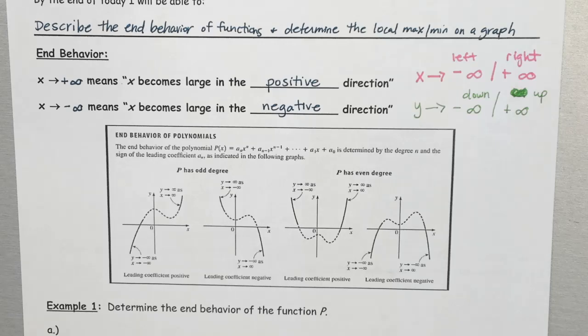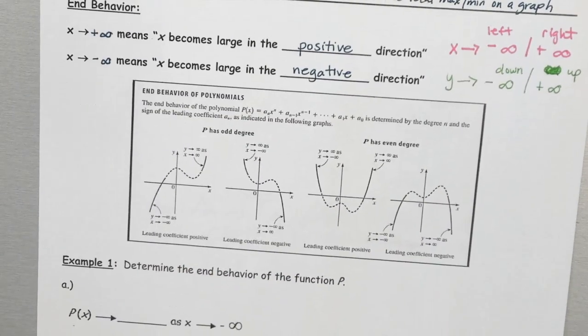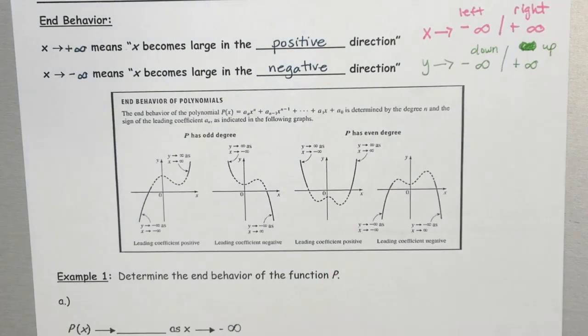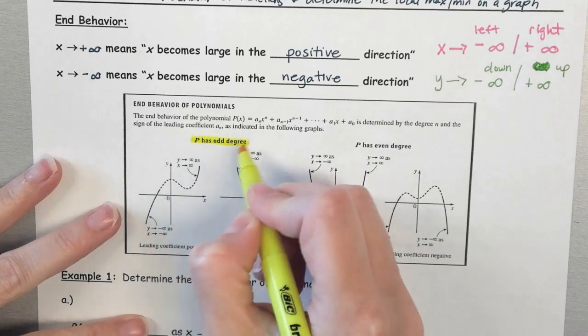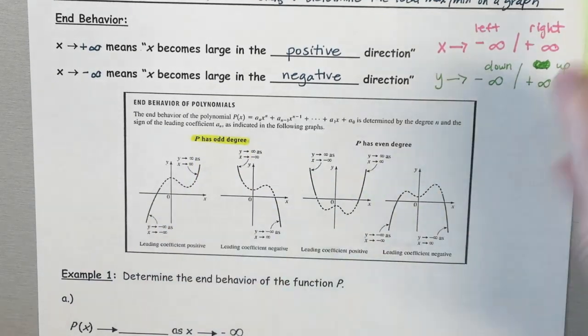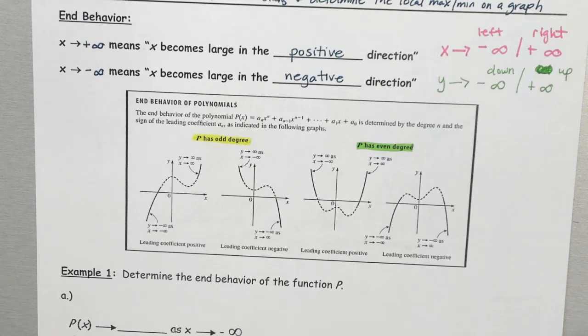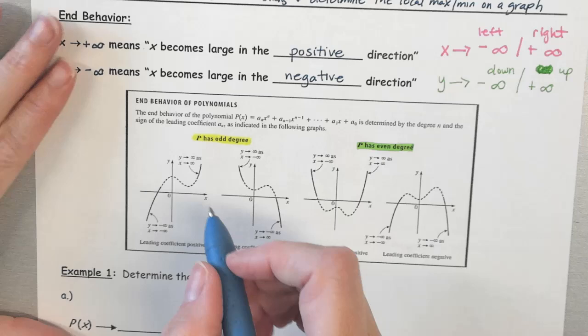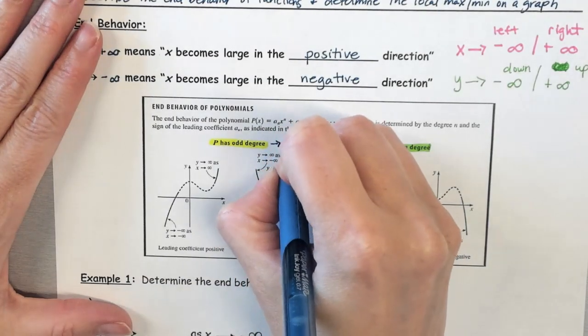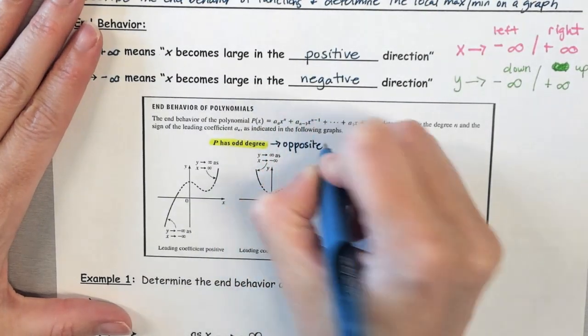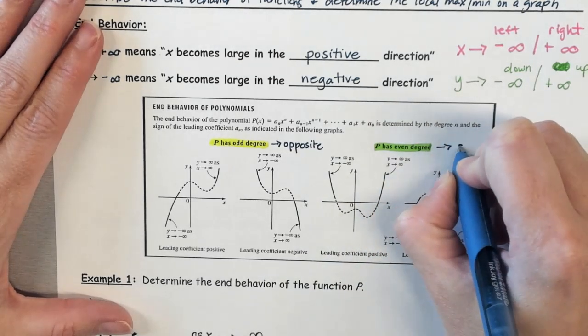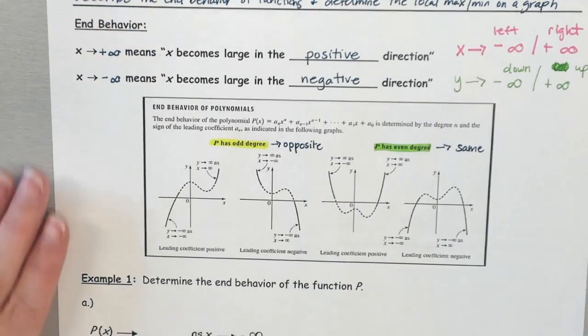This table is going to give you some examples. Notice that this table is split up into two different sections. So you have the odd degree and you have the even degree. Do you guys remember what happens with every odd degree function, what the ends do? Yeah, yep, good. Opposite directions, and if it's even, they will go in the same direction. Okay? So if your degree is odd, they go in opposite directions. If it's even, they go in the same direction.